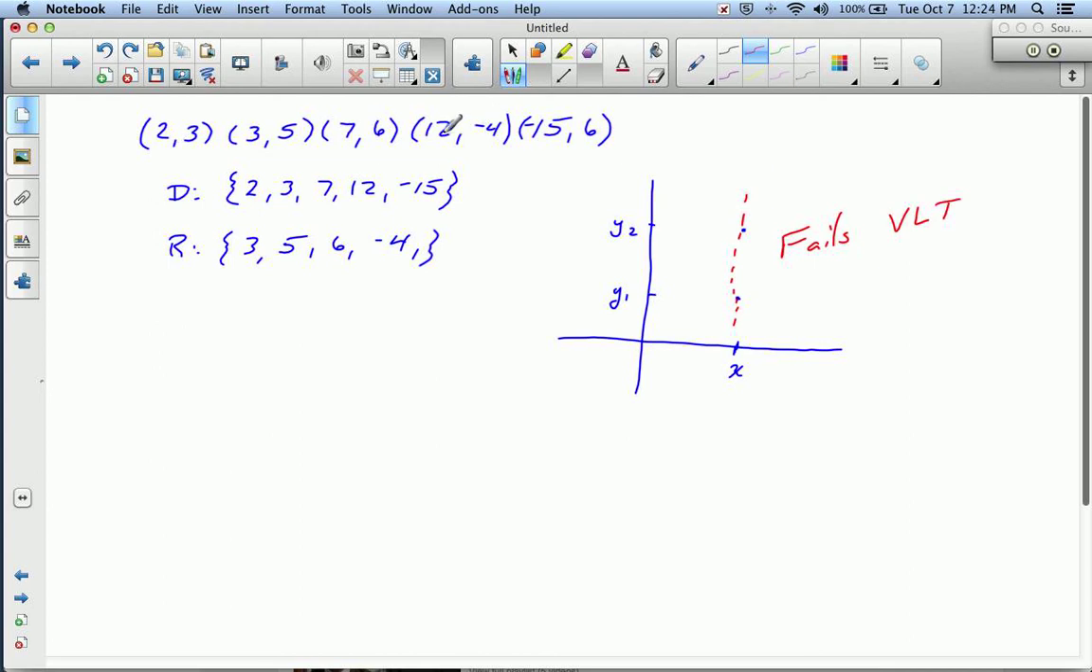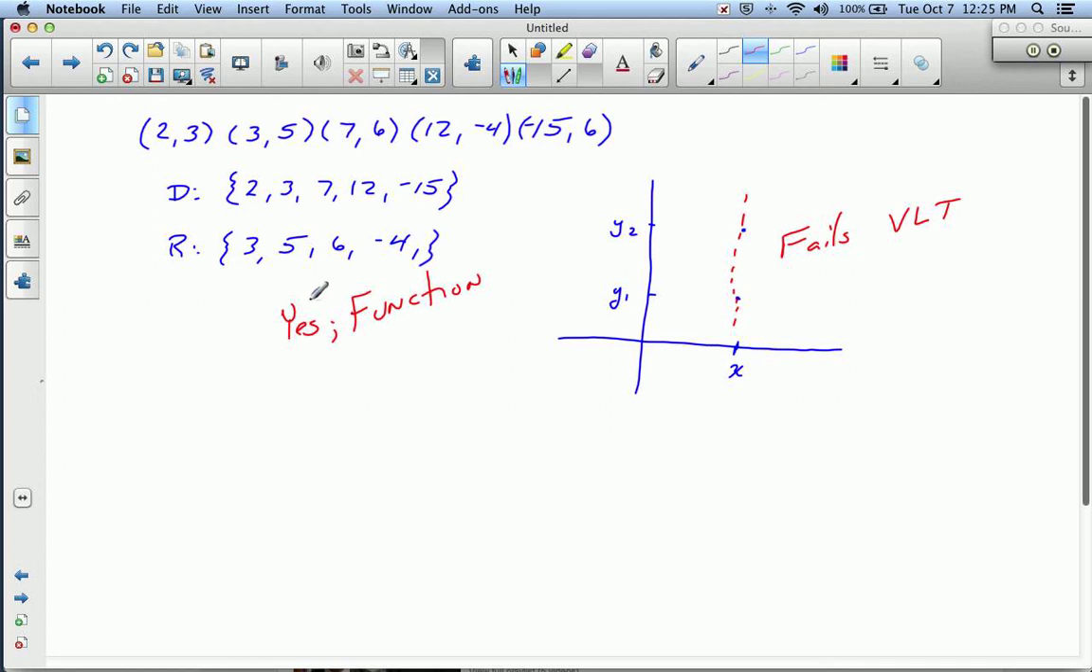So does this fail the vertical line test? Sure, we could plot all the points, but is there a single x that results in 2 different y's? Well, none of my x's repeat, so yes, this is a function. Okay, because there's a unique y for every unique x. Okay, for every x there's only one y. There's no repeat in x's, so it is a function. All right, that's a quick recap for you on domain and range, vertical line test.